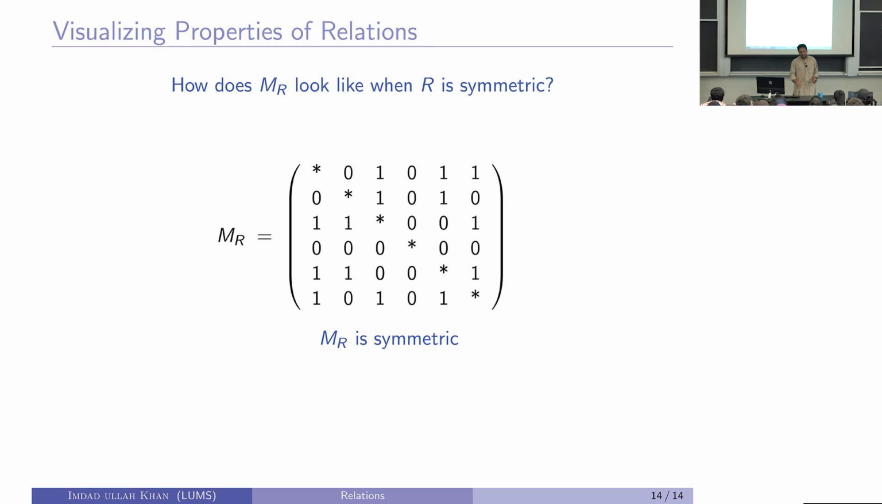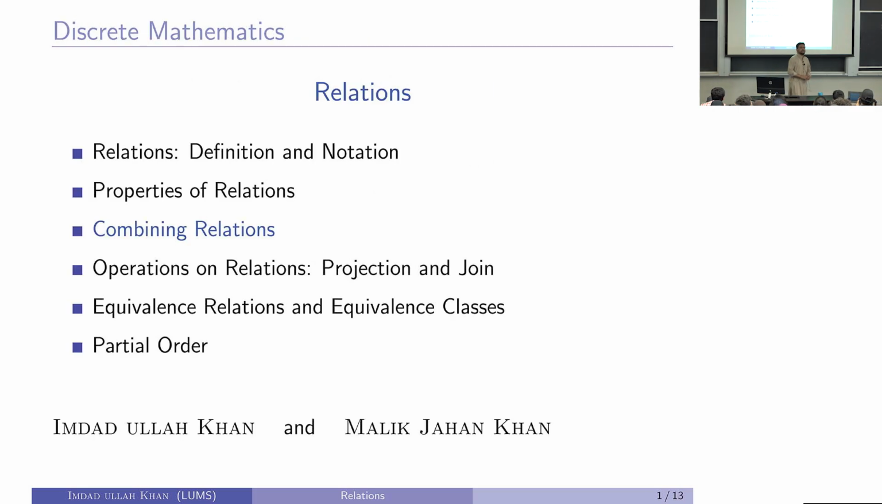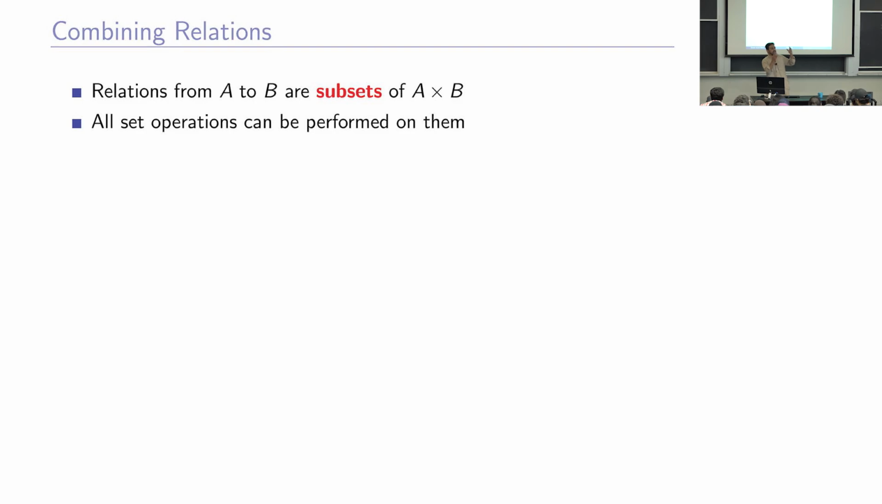So this was symmetry and the properties of relations. I want to do combining more than one relation, so please pay attention to this. Simple: what is a relation? It's a subset of A cross B, a relation from the set A to B. So it's a set, and we can do all set operations: union, intersection, set difference, symmetric difference, complement, all those kinds of things.